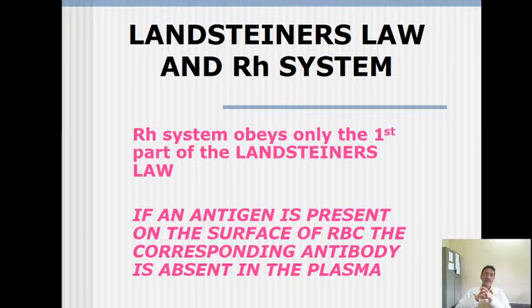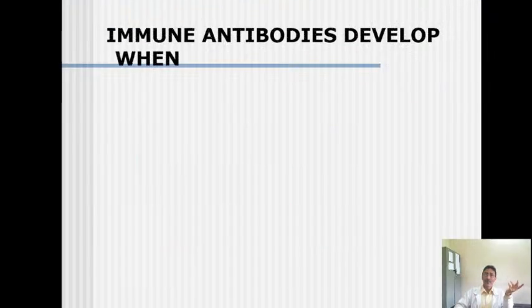So for example, if you compare the ABO system with the Rh system, in ABO either you will have the antigens or the antibodies. Here, if the antigen is present on the surface of the RBC, the corresponding antibody is absent in the plasma. It doesn't obey the second part of the law.